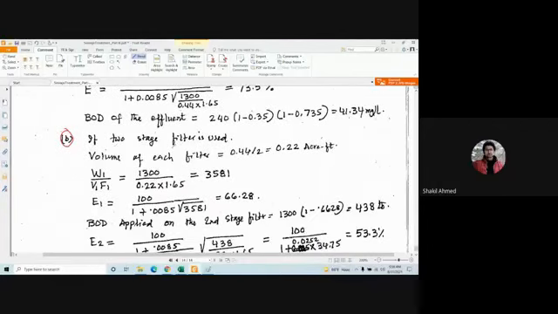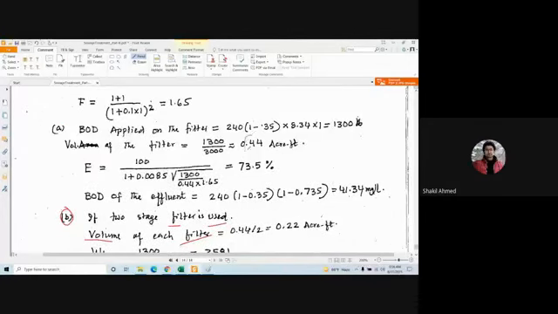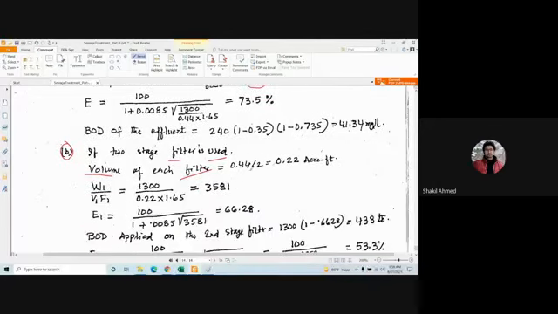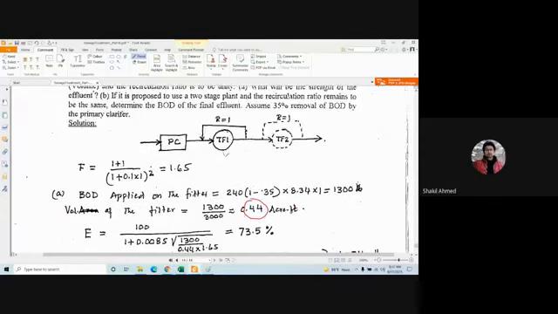So if the two-stage filter is used, then the volume of each filter will be what? The volume of each filter will be half. So 0.44 divided by 2. Each filter will have 0.22. This will be 0.22 volume, and this will also be 0.22 volume, right? So together that makes 0.44. Clear? Yes, sir.